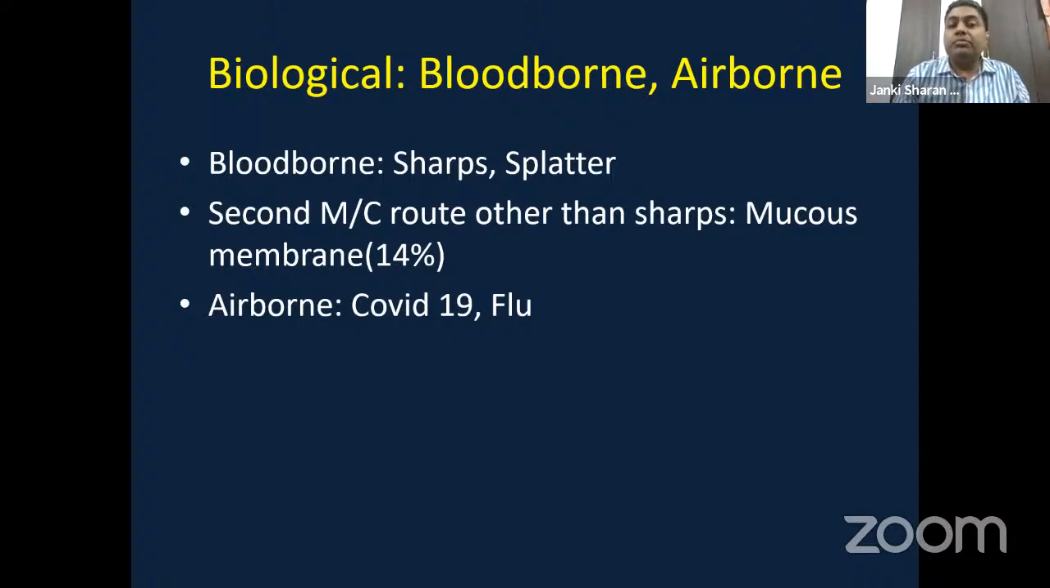Like in blood-borne, we may have a needle stick injury, which is quite common, or because of the splash of blood. And in airborne, that is due to COVID-19, what we had faced recently, the pandemic, and the flu and other things. So we should also know that the second most common route of blood-borne infection is through our mucous membrane, which is about 14% of that of the needle stick injury.